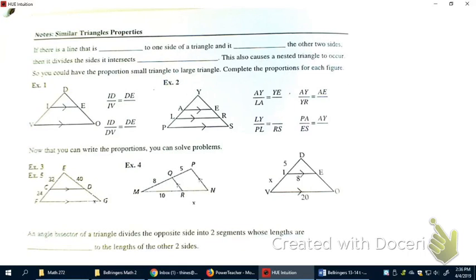So it says, first of all, if there's a line that is parallel, I'm going to make the parallel symbol instead of writing parallel. So we have a line that's parallel to one side of the triangle, and it crosses the other two sides or touches the other two sides. Then it divides the sides and intersects them proportionally.